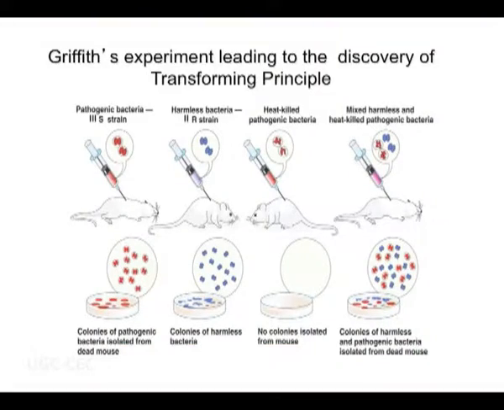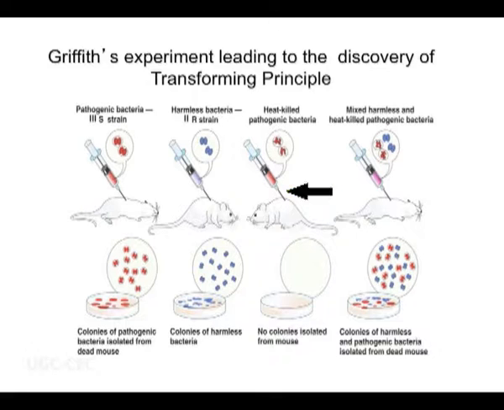He had taken two different strains of pneumonia. One was the pathogenic strain, which gave smooth colonies because of the presence of certain polysaccharides. The second was the rough strain, which was devoid of those polysaccharides. The smooth strain was pathogenic, and when it was injected into mice, the mice died. The rough strain, when he injected it into mice, they survived.